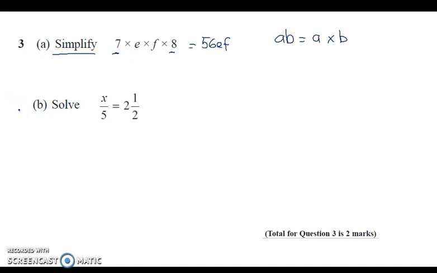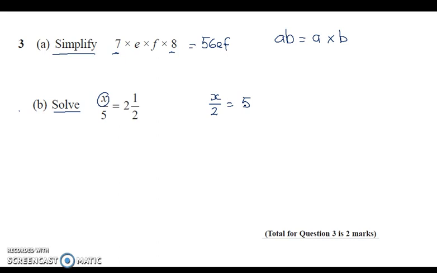Part B is a bit more complicated. We've got to solve this equation, and that means we need to find out what is x worth here, to make the equation true. I'm going to do a slightly simplified version first, and then I'll do this one. So we've got x divided by something equals a value. So let's do x divided by 2 equals 5. This is more obvious and will help us sort of pick out the method.